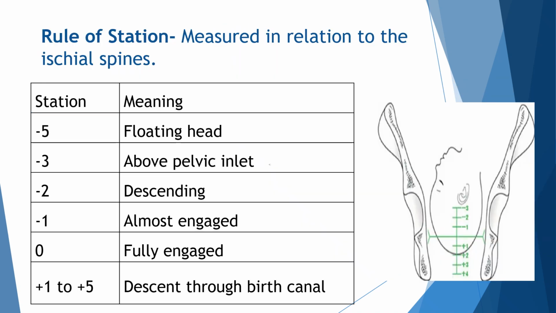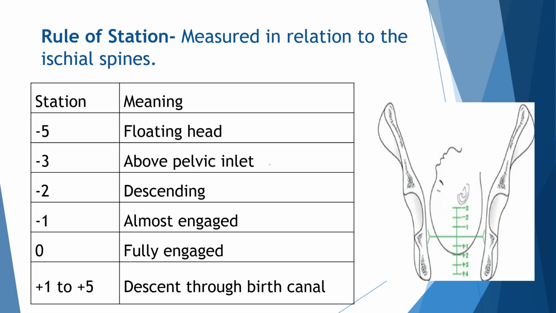Now, let's learn about the rule of station, which tells us how far the baby's head has descended into the birth canal. It is measured in relation to the ischial spines of the mother's pelvis, which serve as the reference point. When the baby's head is above the ischial spines, the station is given a negative number. A station of -5 means the head is floating high in the pelvis. -3 means the head is above the pelvic inlet. -2 indicates the head is descending, and -1 means the head is almost engaged.